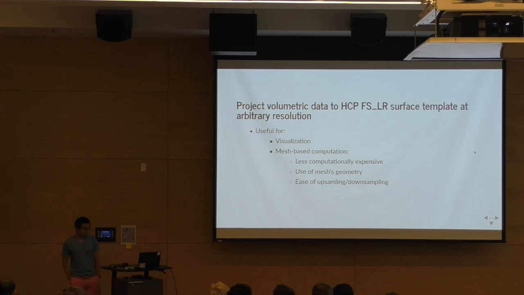Second is the mesh of the surface offers a lot of advantages in computation, and that's what I've been dealing with. One is there are a lot of voxels in the volume that I'm not interested in, so doing analysis on the surface alone is a much cheaper approach. Second is I can make use of the mesh geometry, such as adjacency between vertices, and it's also a much easier way to perform upsampling or downsampling with the data.